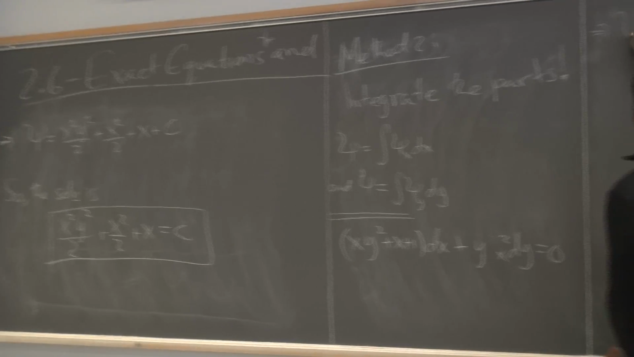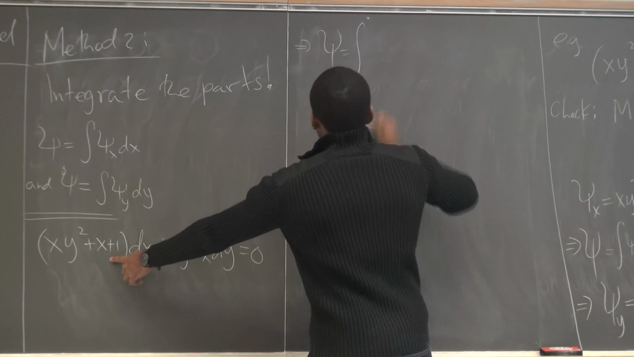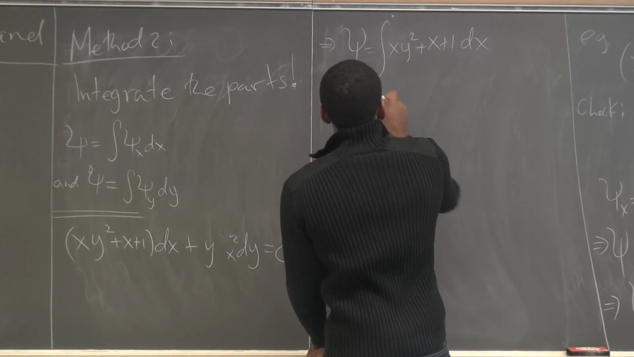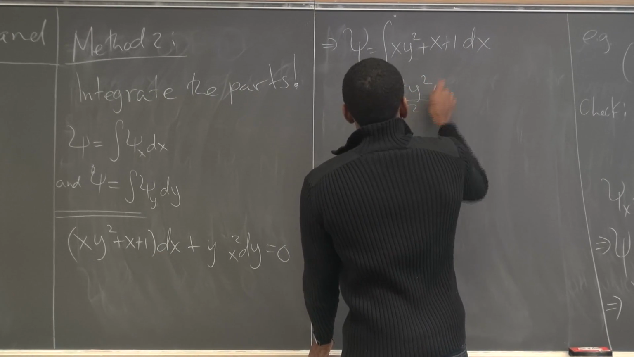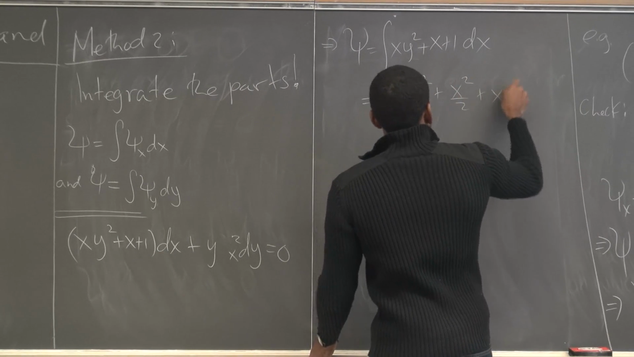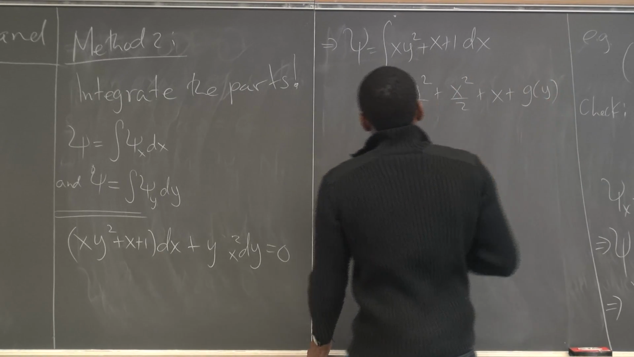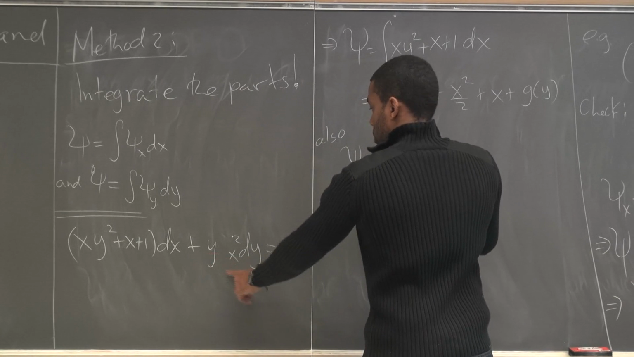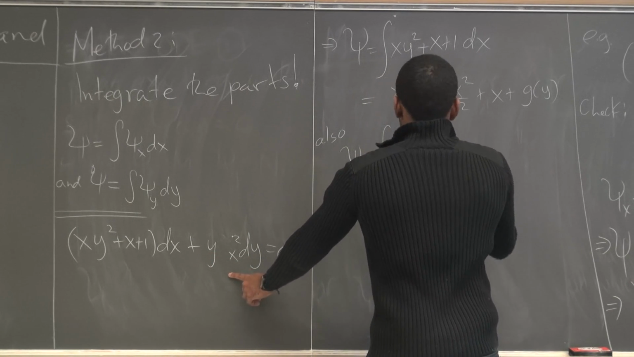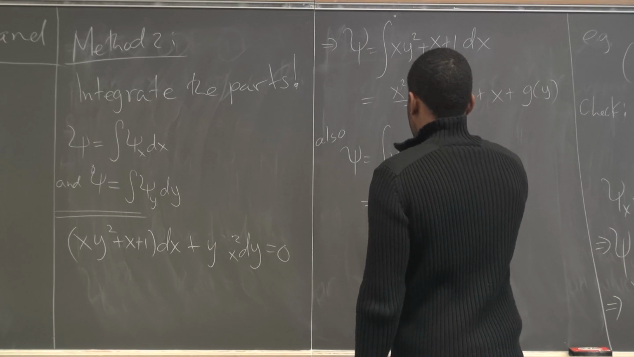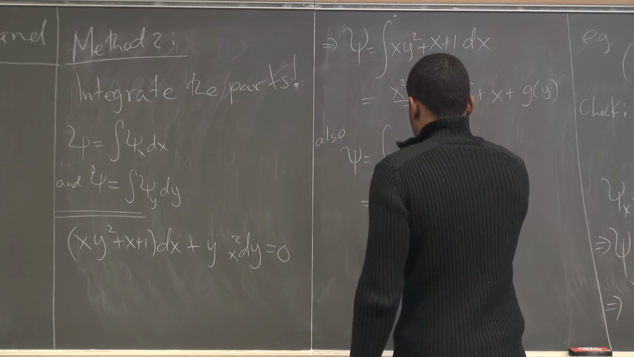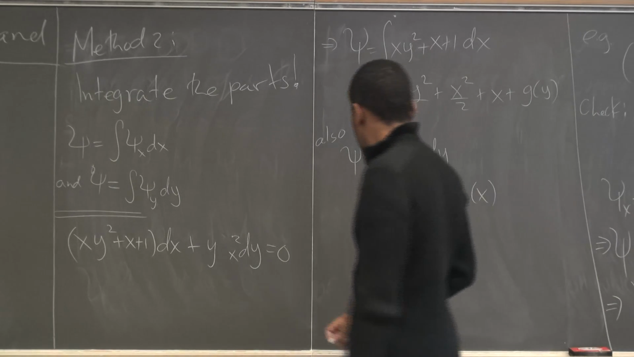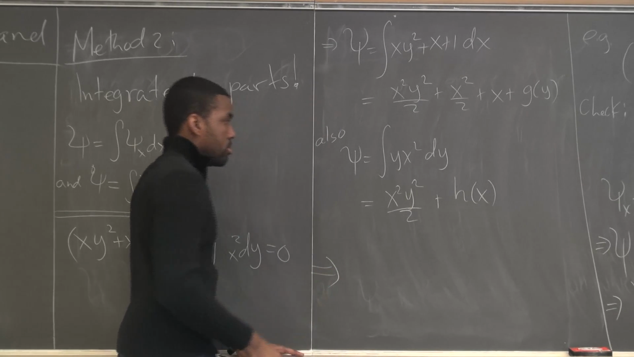So in this case, it means that my psi is actually equal to the integral of this with respect to x, which is x squared y squared over 2 plus x squared over 2 plus x plus some constant of y. Also, gamma is the integral of this one with respect to y, which is x squared y squared over 2 plus some constant of x. And then that's going to be your answer.